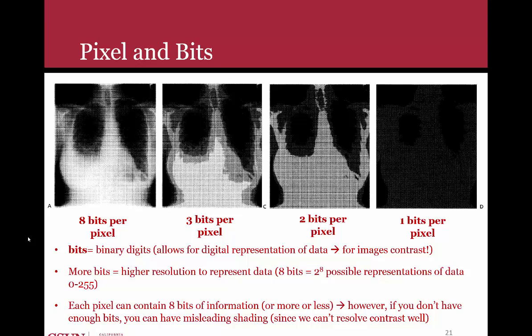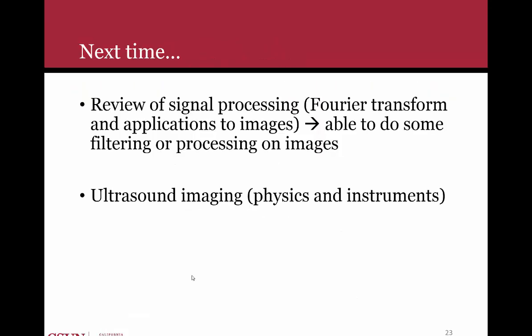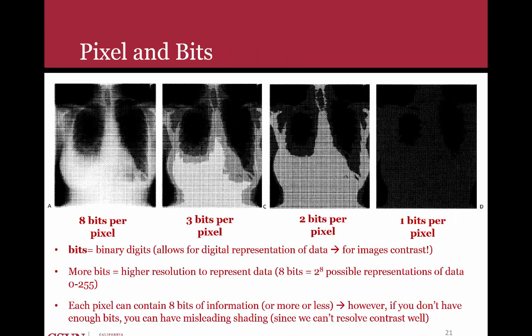For those of you that are not sure what bits means, they mean binary digits, which allow for the digital representation of data, which gives you contrast. More bits means more information. An example would be: how do you distinguish the different shades of gray? That's going to get broken down into different numbers of bits. And the fewer bits you have, the less distinction you have between various grayscale colors of your image.